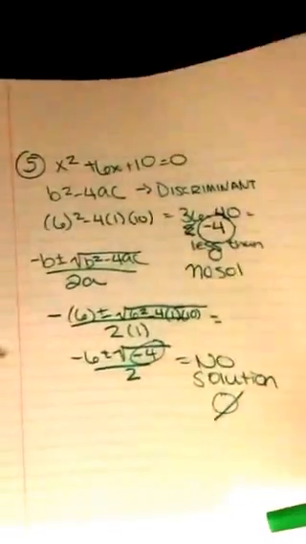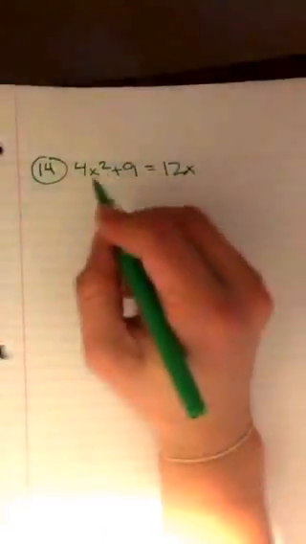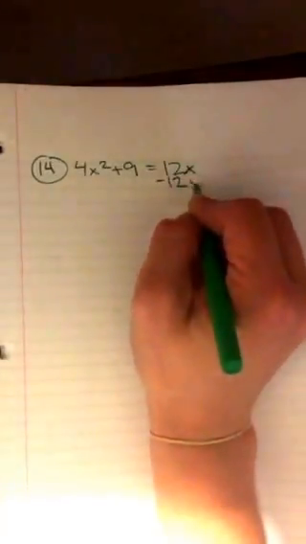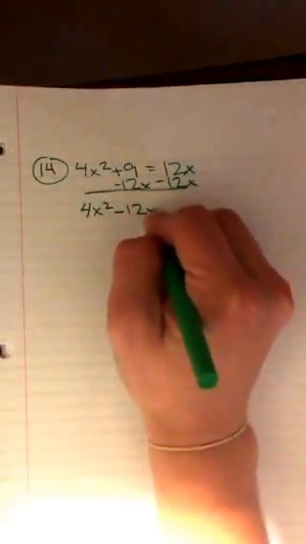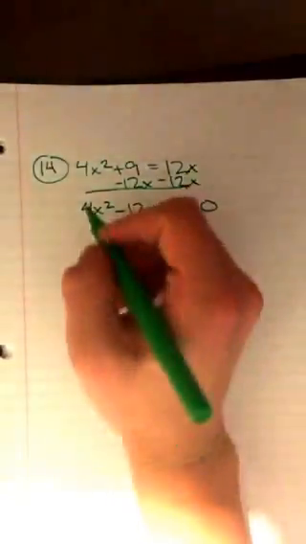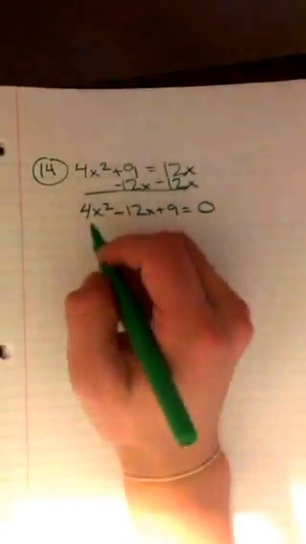Another problem I'm going to model is number 14. 4x squared plus 9 equals 12x. So immediately we should know we have to have it set equal to 0. So I'm going to move the 12x to the side. I'm going to have 4x squared minus 12x plus 9 equals 0. So I'm going to see my discriminant to see how many solutions I'm going to have.